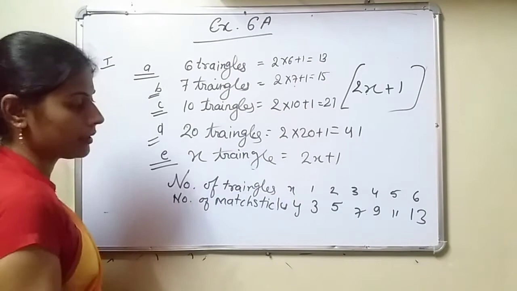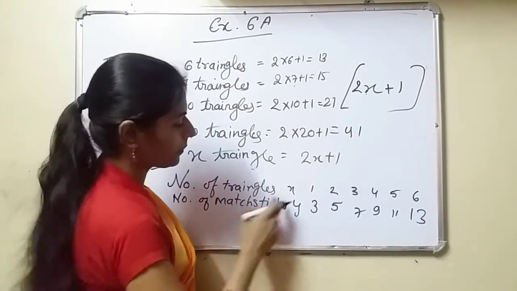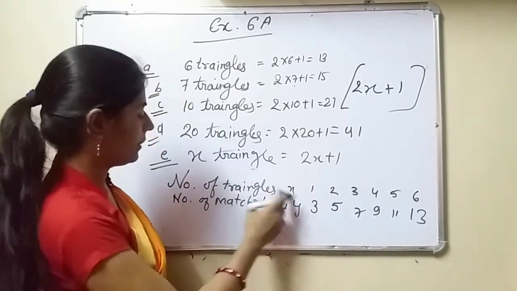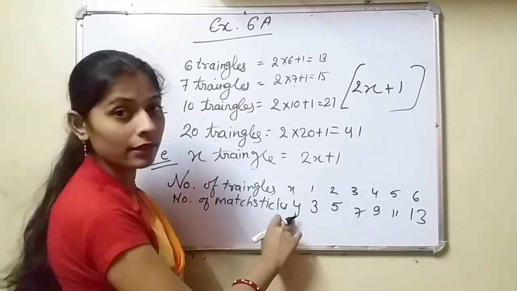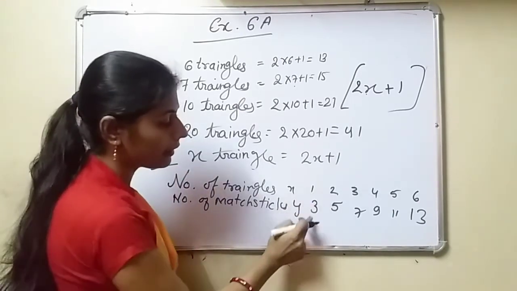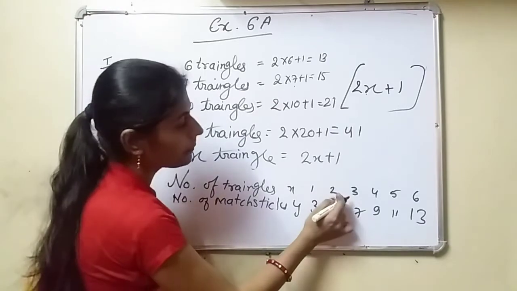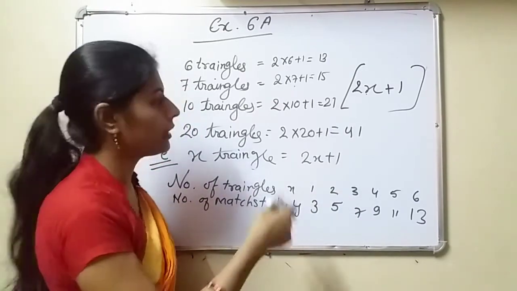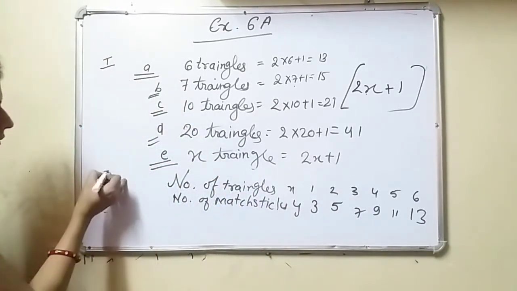How did you know this? I will explain. x is the number of triangles and y is the number of matchsticks. In one triangle you got 3 matchsticks. Then in 2 triangles, how many matchsticks did you get here? Like this I will explain.